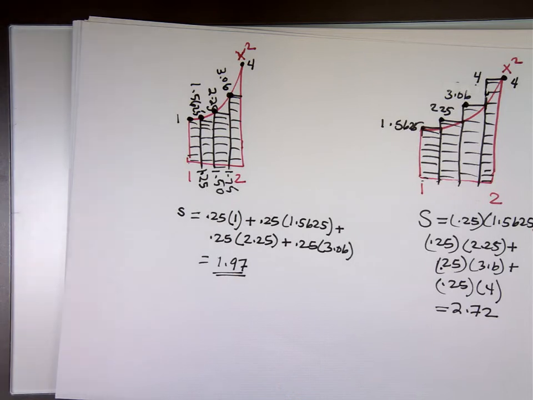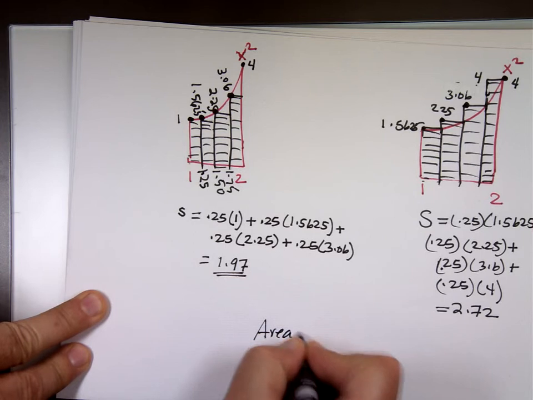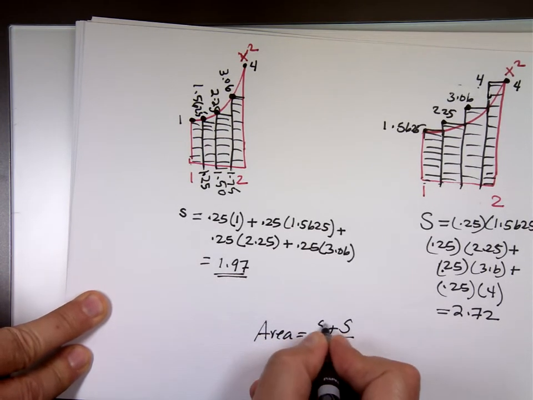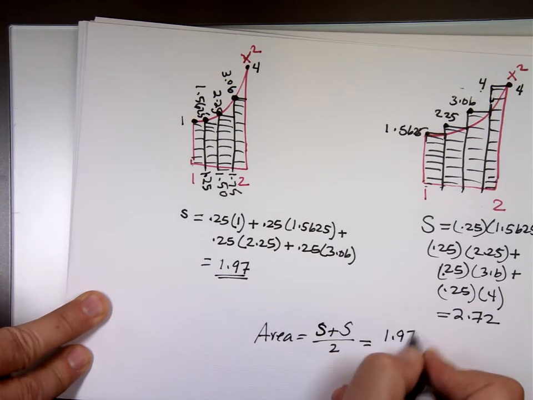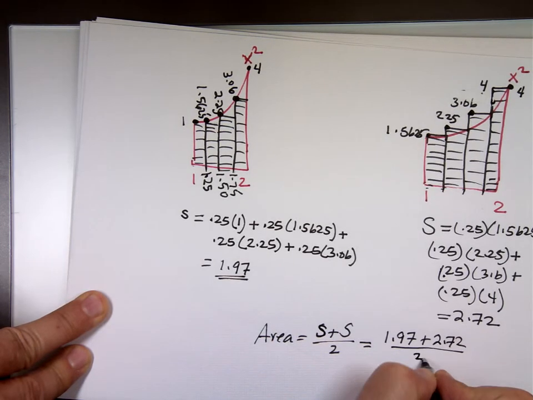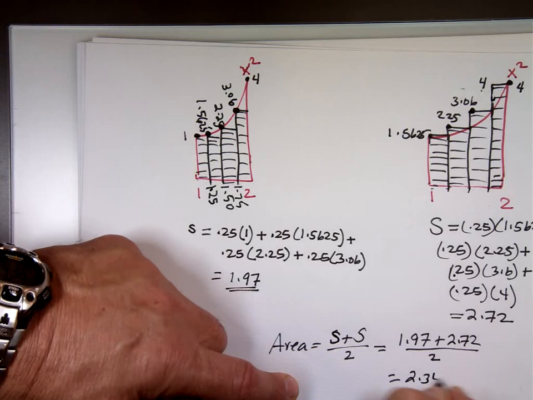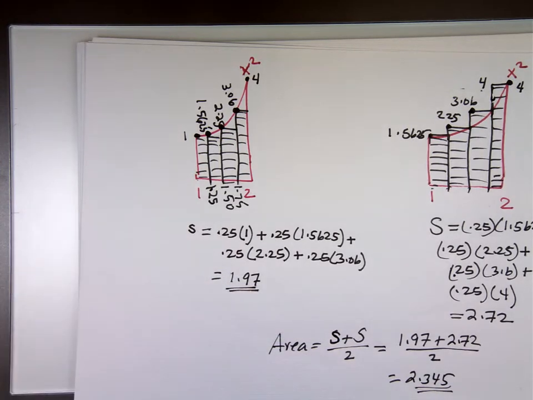And when you add them, the small s and the capital S, and divide by 2, 1.97 plus 2.72 divided by 2, you should be close to the answer. 2.345. Now, my answer will be bigger if I picked actually more points.